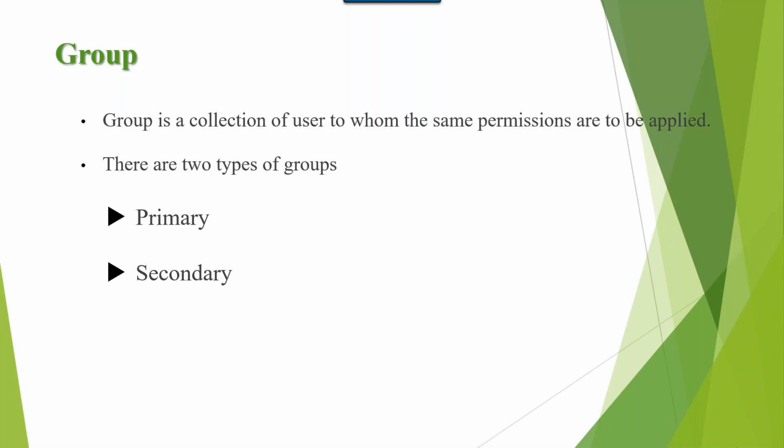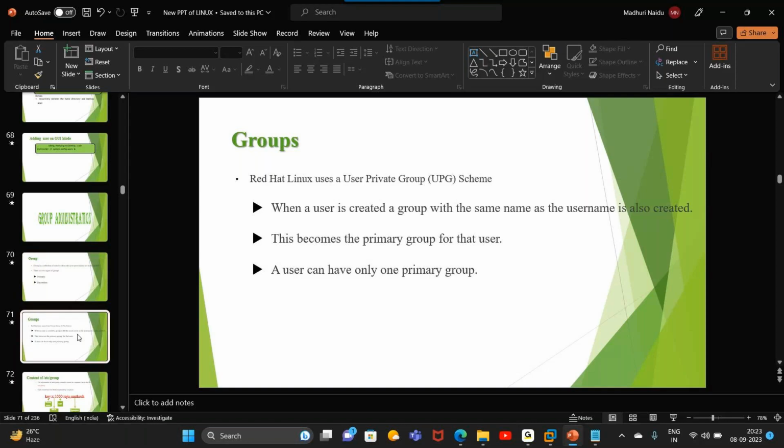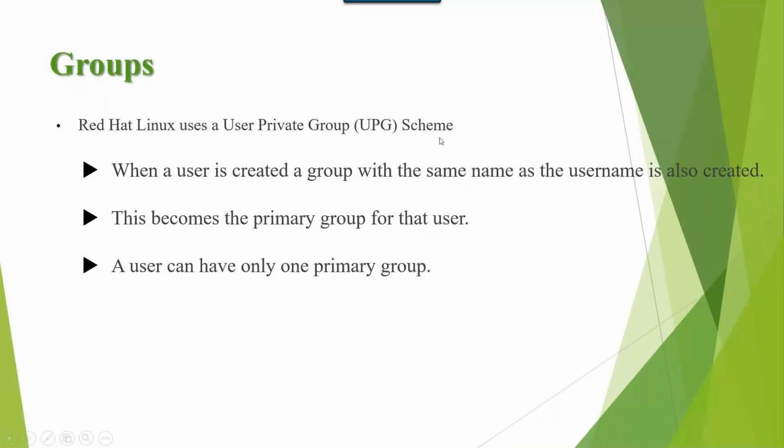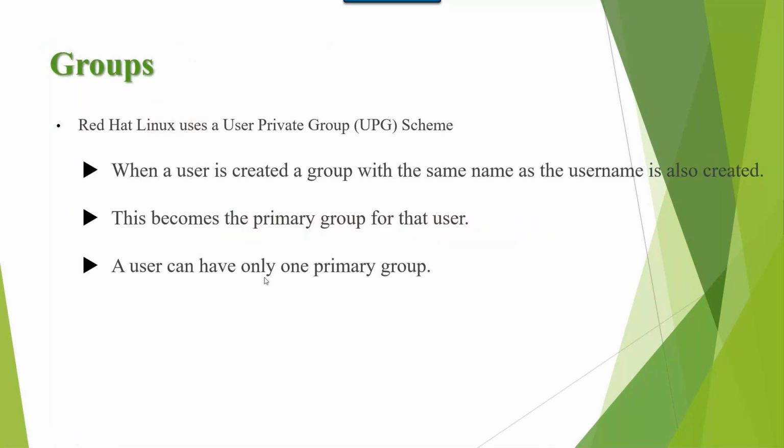The same point. What I explained, the same point is here. When a user is created, a group with the same name as the user is also created. This became the primary group for that user. A user can have only one primary group. Take a screenshot.